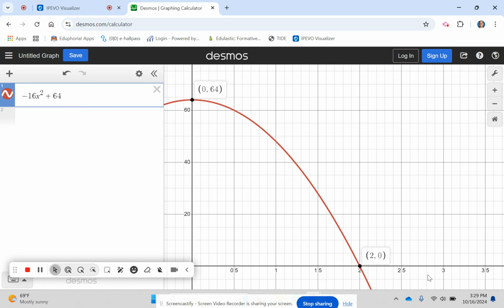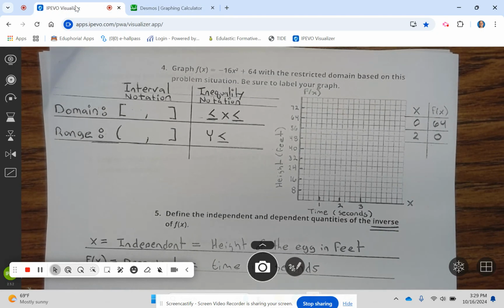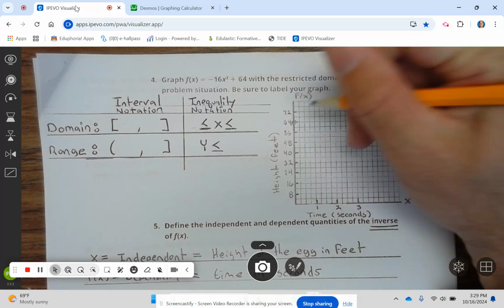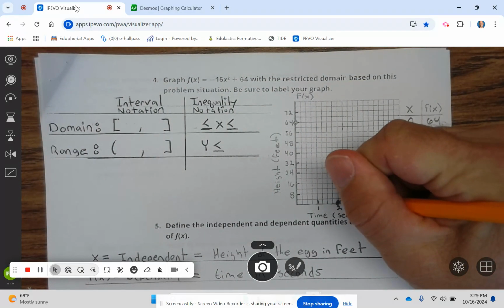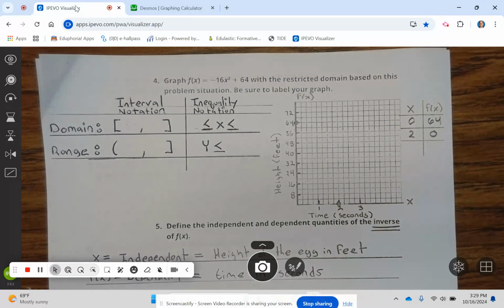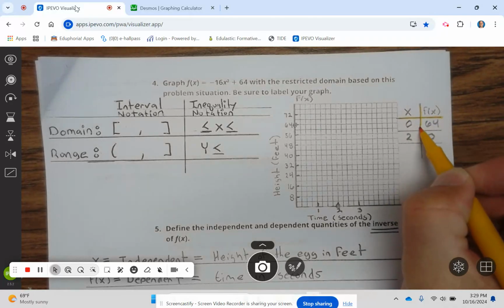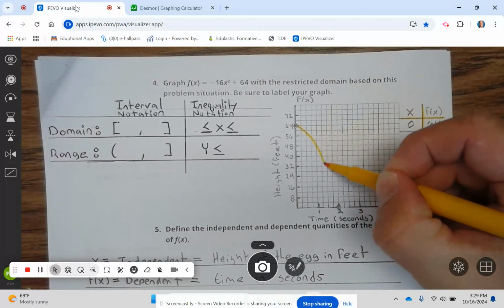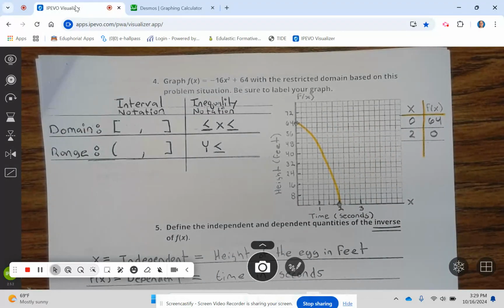So my points are (0, 64) and (2, 0). Okay, let's go ahead and graph those points. (0, 64), (2, 0). Right, so there's your graph. Take some time to update the graph and table.